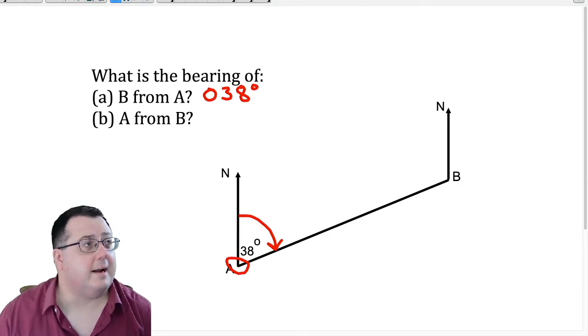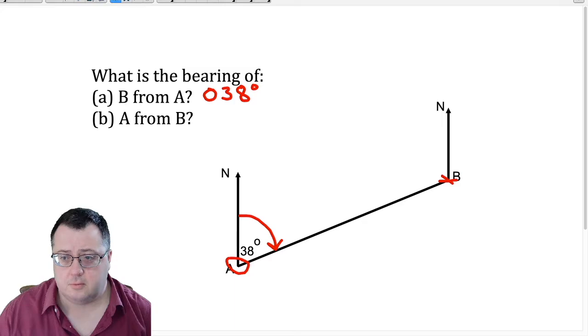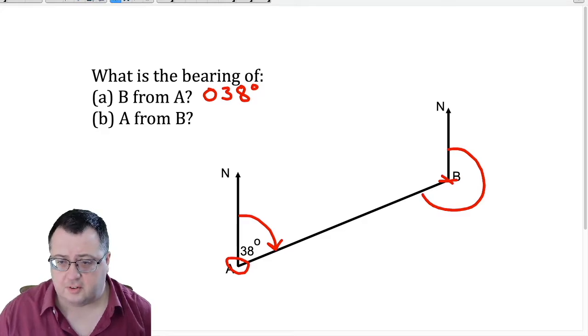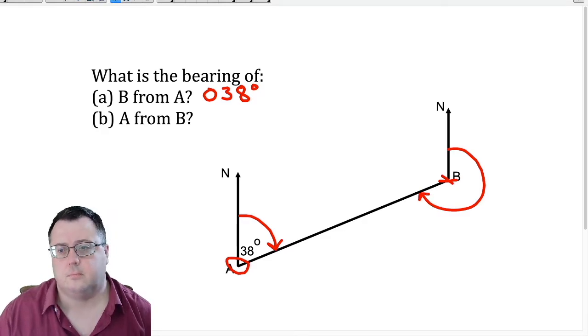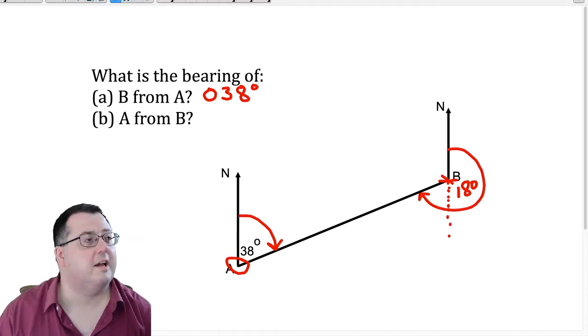Then how about going back from B to A? So we start at B here. We draw in our north line and we're going to go clockwise. And we need to find out what that angle is. Well, if I draw in a dotted line here, this is going to be 180. Why? Because angles on a straight line add up to 180.